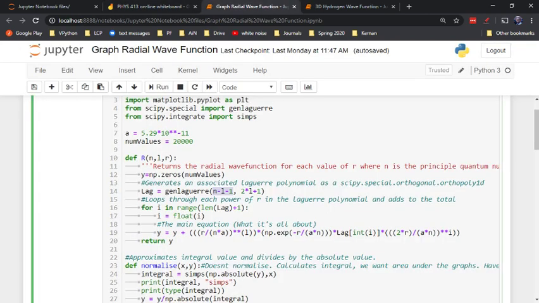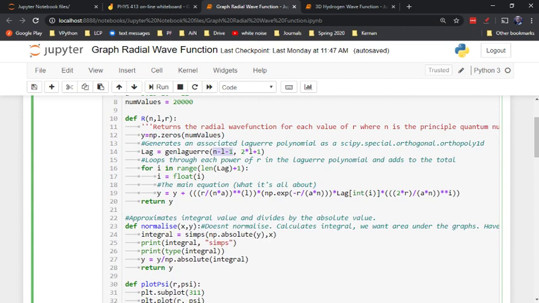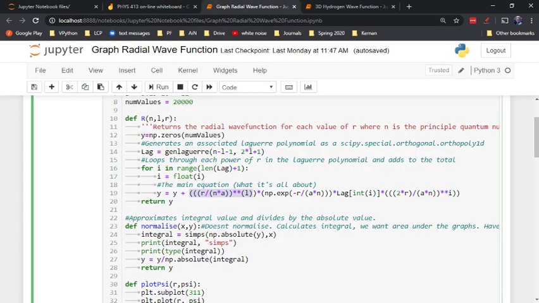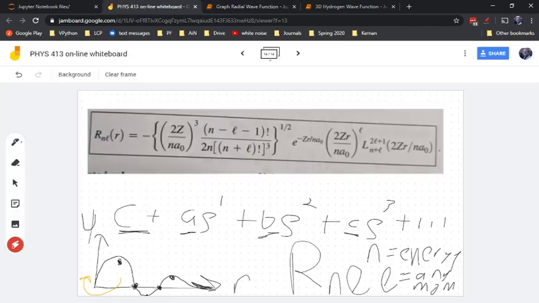But then what we do is we multiply this piece here. This is r over na to the nth power. Here's r over na to the nth power. Here's our e to the negative r over an. It looks like this code chose to ignore the z part. You can add in the z if you want to.